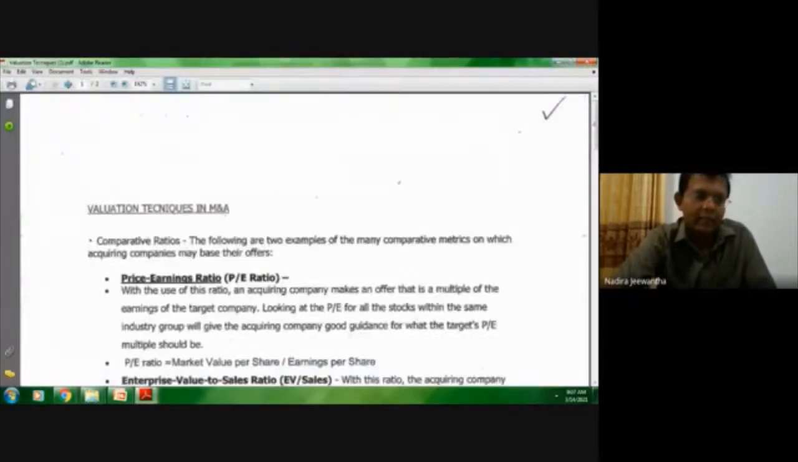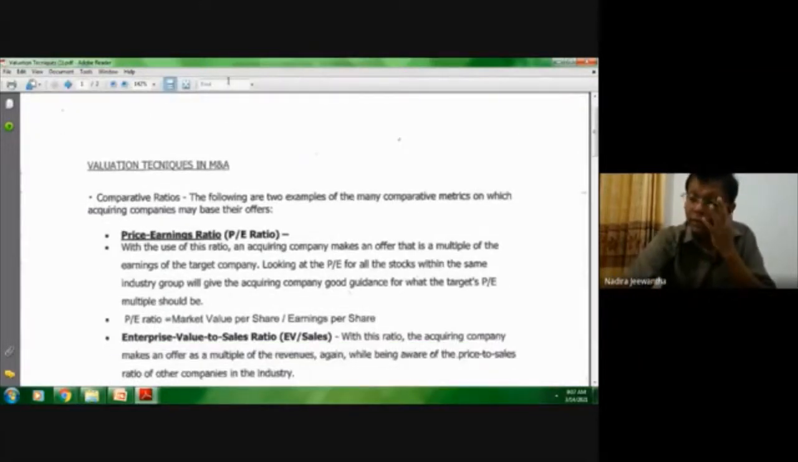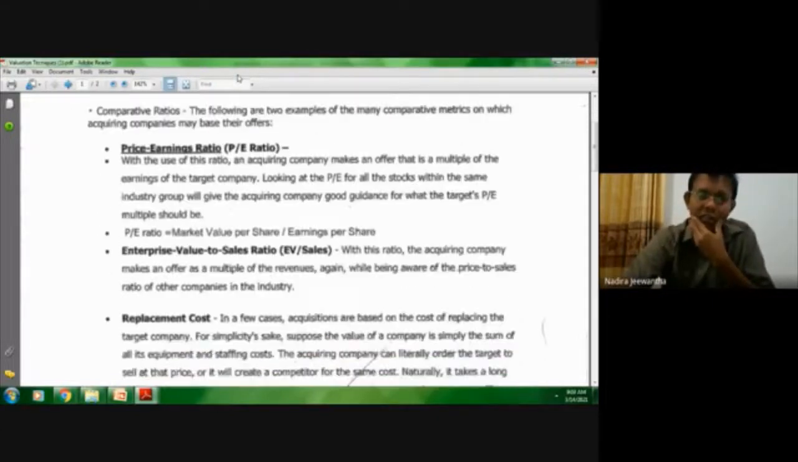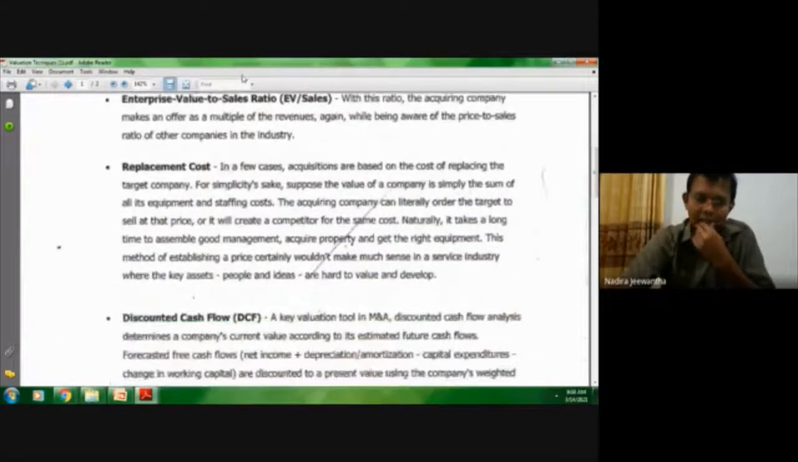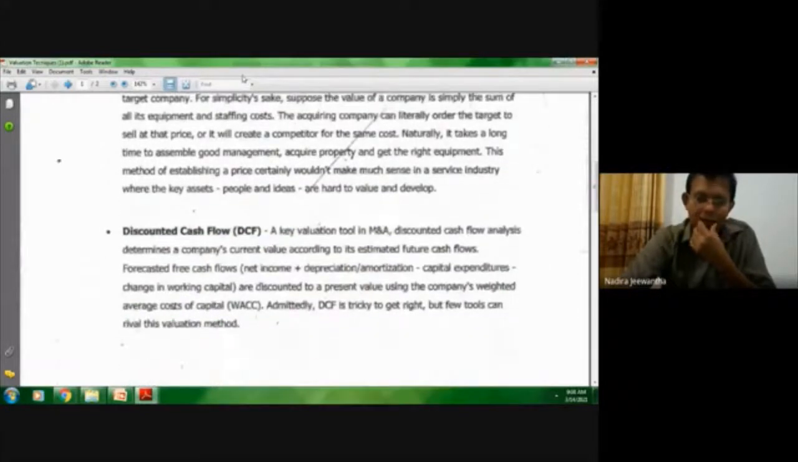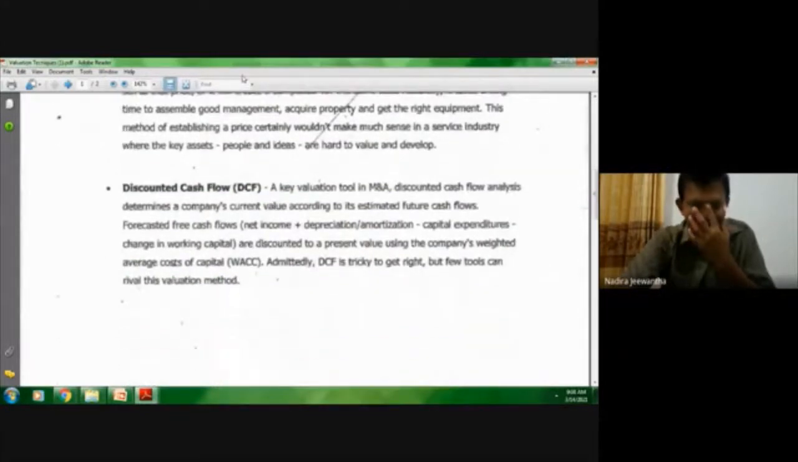And these are the valuation techniques which we discussed in the Sharma report, right? When you acquire a company, these are the valuation techniques available.